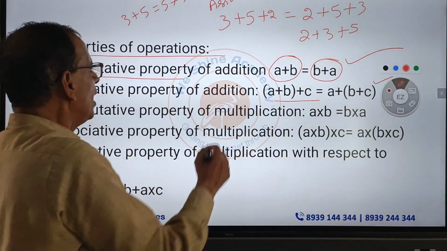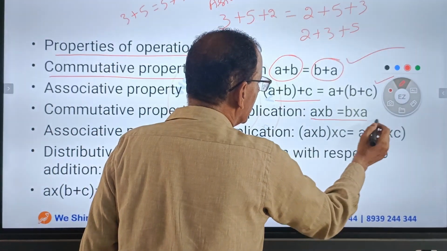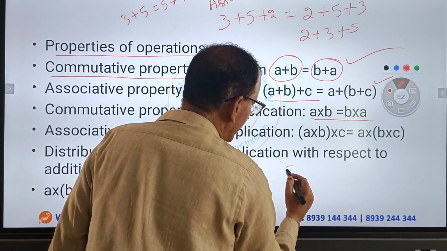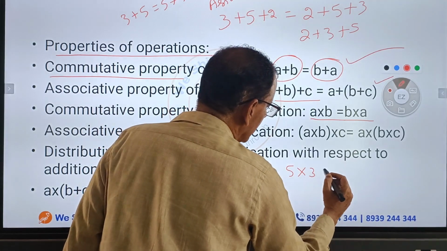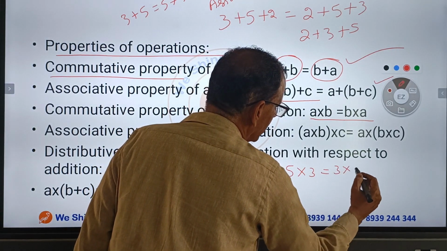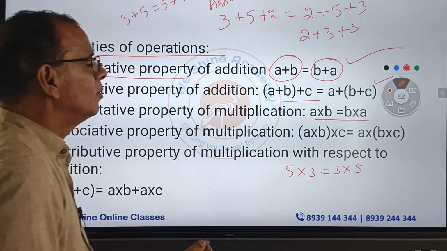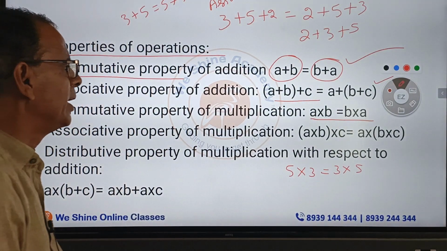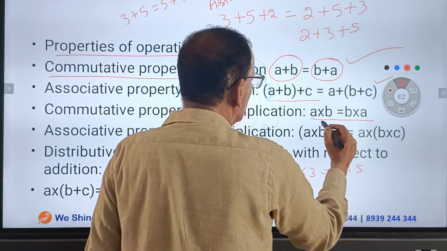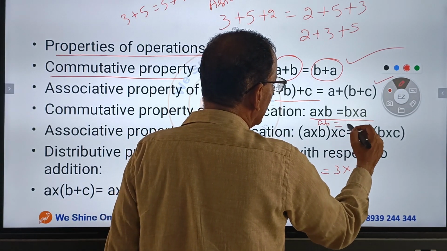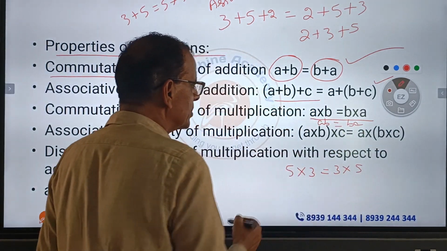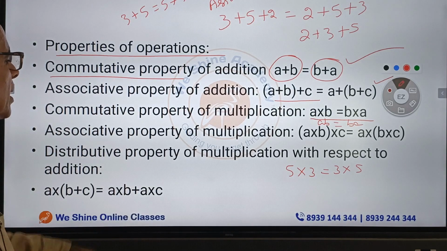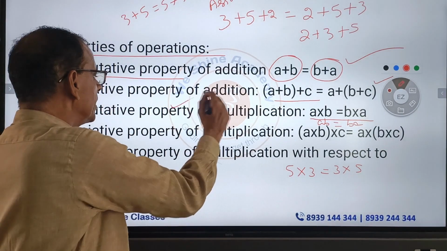Commutative property of multiplication: here also you take 2 numbers. 5 into 3 is equal to what? 3 into 5. Here the value will not change. It will give 15 only. Similarly, this is also AB, and this is also AB. AB or BA, one and the same. This is called the commutative property of multiplication.